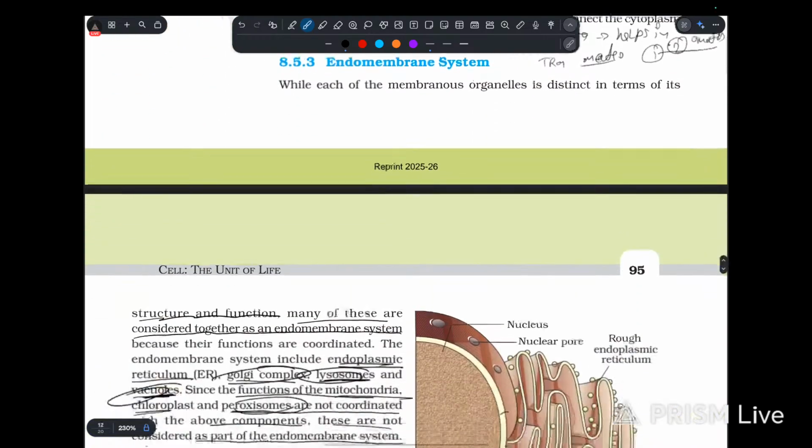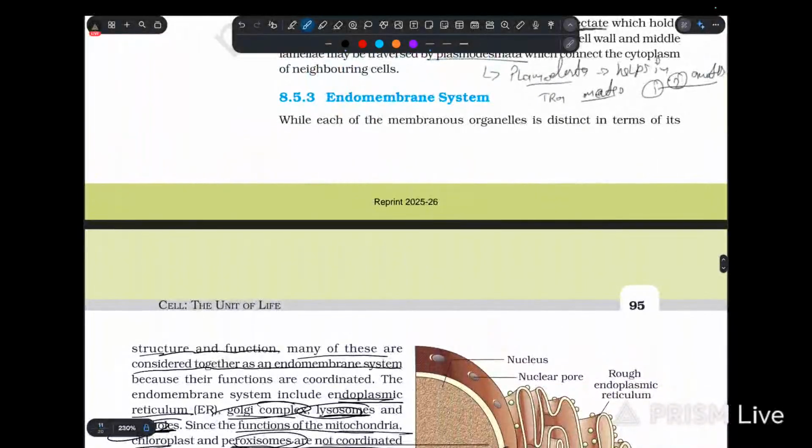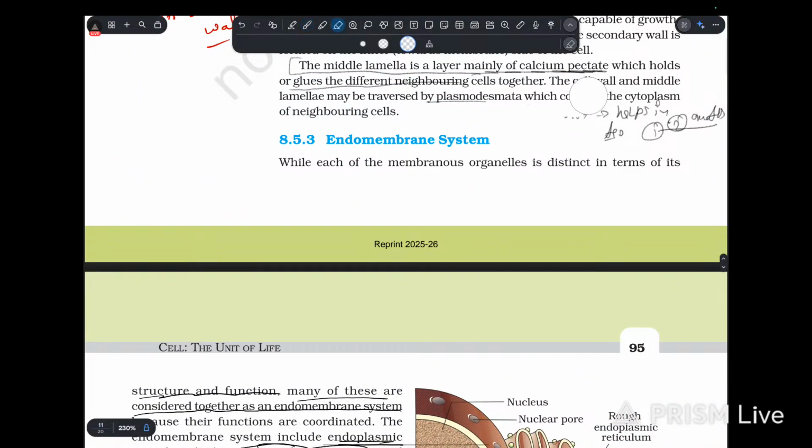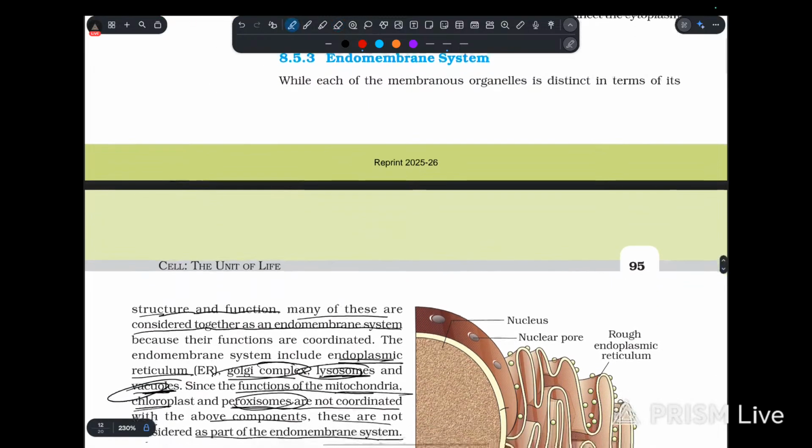Now we are going to talk about the endomembrane system, and believe me, it is a very interesting topic of this chapter. Let's take a short break, just 20 seconds.